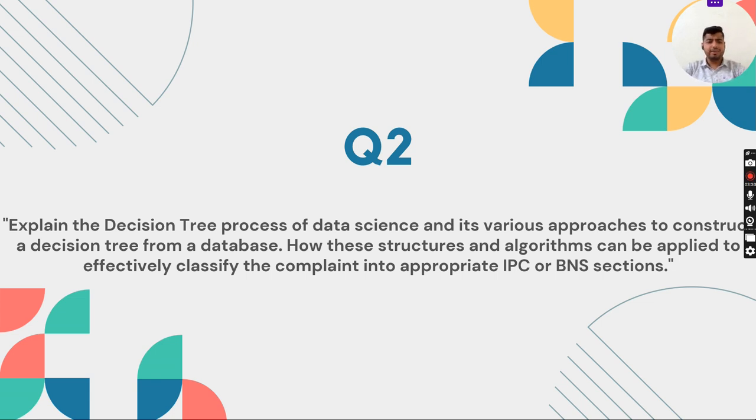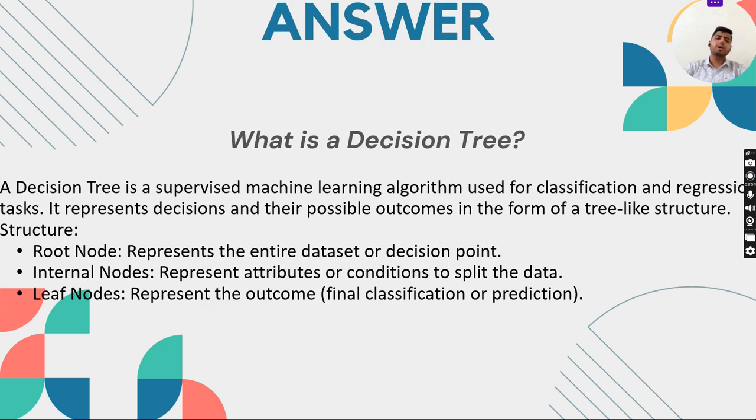So now question number two: explain the decision tree process of data science and its various approaches to construct a decision tree from a database. How can these structures and algorithms be applied to effectively classify the complaint into appropriate IPC or BNS sections? So the answer: what is a decision tree? A decision tree is a supervised machine learning algorithm used for classification and regression tasks. It represents decisions and their possible outcomes in the form of a tree-like structure.